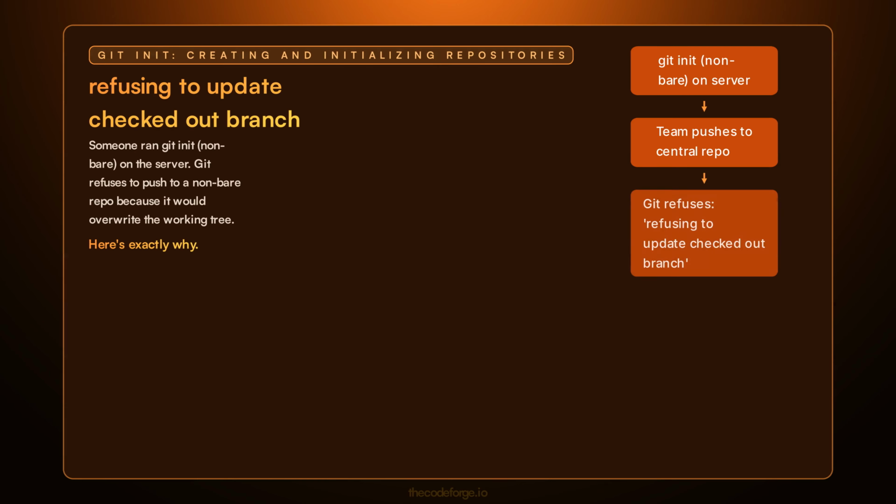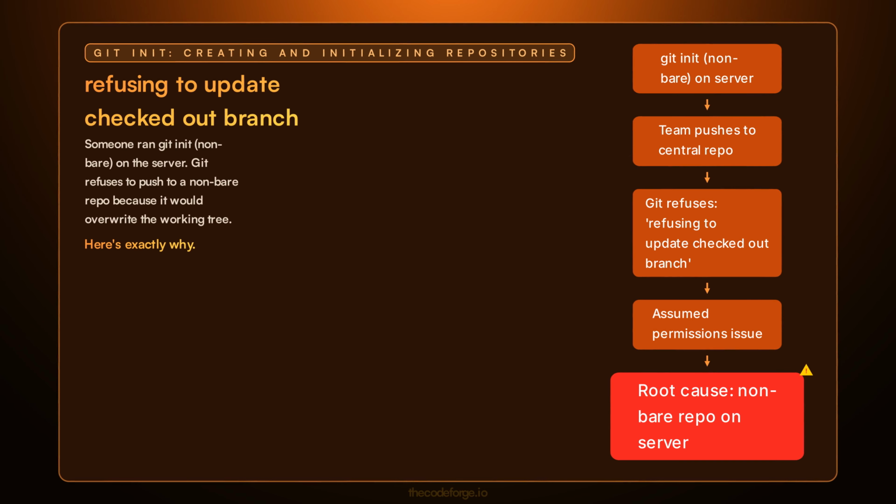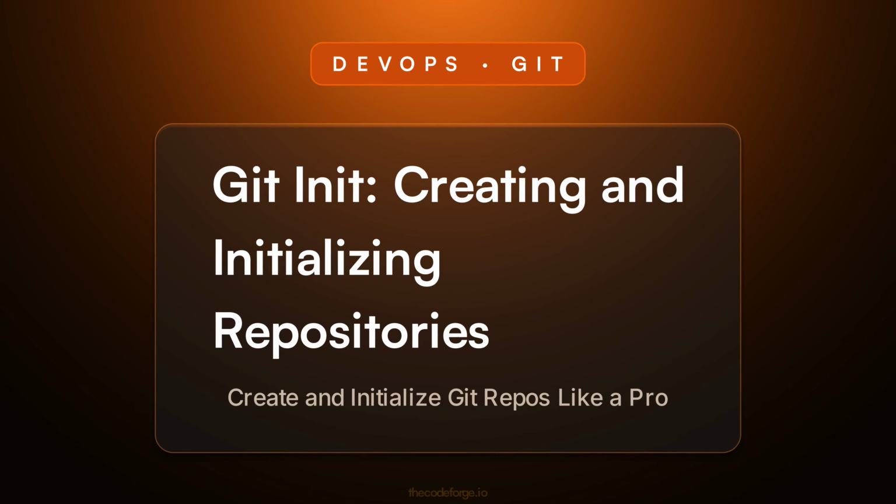Your team can't push. Error: refusing to update checked out branch. Someone ran git init without --bare on the server. That's the root cause. Let's break down git init: creating and initializing repositories, how it works, and the exact mistake behind that failure.